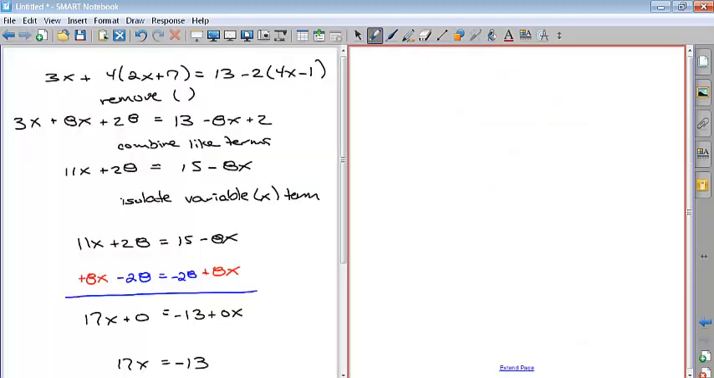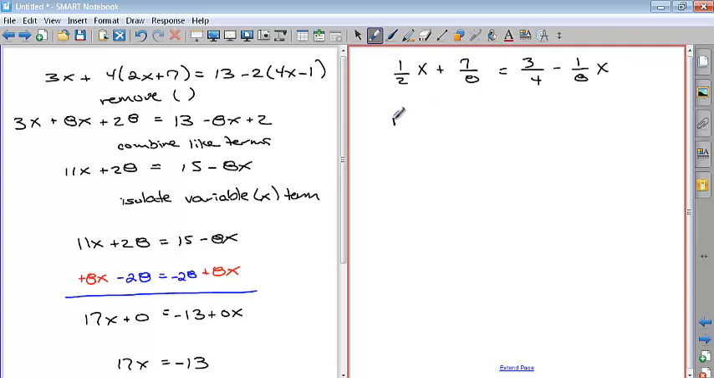Now, the two other kinds of situations you're going to have is where you might have fractions. So let's say I have 1/2 x plus 7/8 is equal to 3/4 minus 1/8 x. So it's the same as the one we just did, except it's got fractions.